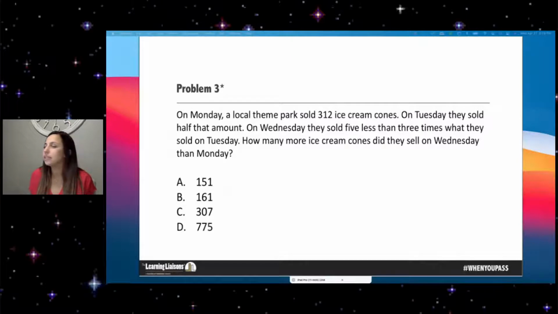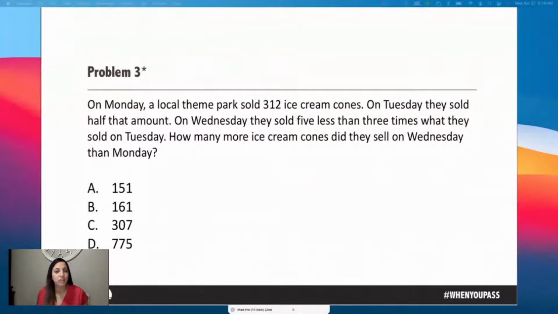This is a typical number sense word problem. It's just making sense of numbers. So this is great for K6 or GK, maybe a little bit of middle school, probably not, or Praxis Core. On Monday, a local theme park sold 312 ice cream cones. On Tuesday, they sold half that amount. On Wednesday, they sold 5 less than 3 times what they sold on Tuesday. How many more ice cream cones did they sell on Wednesday than Monday?